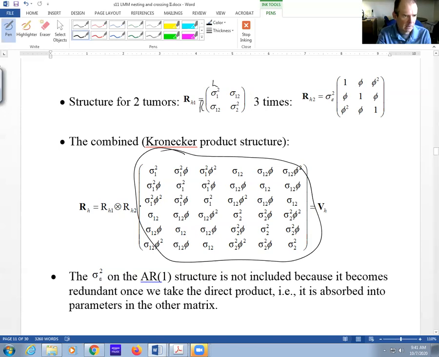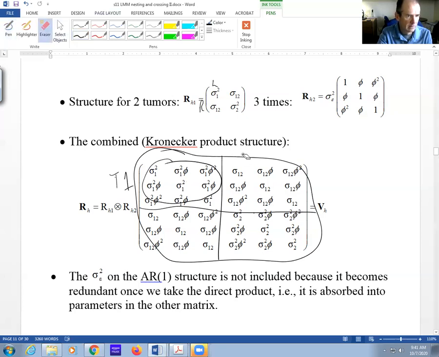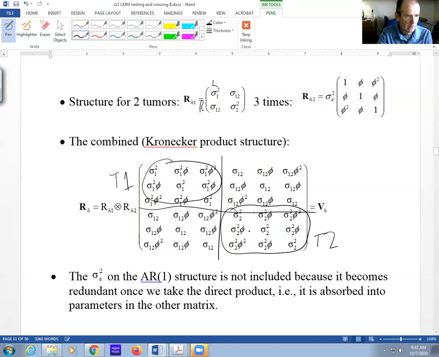Okay, so again, you can kind of think of it this way. This is tumor 1 here. Get rid of this thing. And then this is tumor 2. And then this one is going to be between the 2 tumors. And so, for example, what do we have here? We have time. So we have time 1, 2, and 3, time 1, 2, and 3, and the same across.